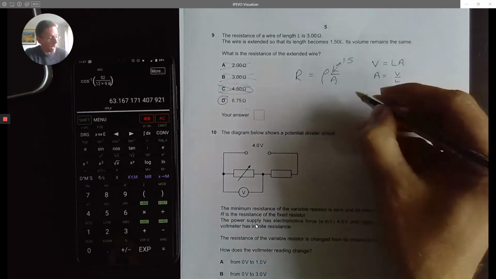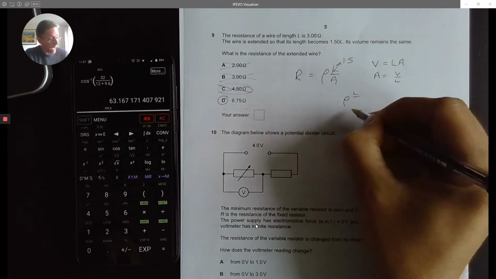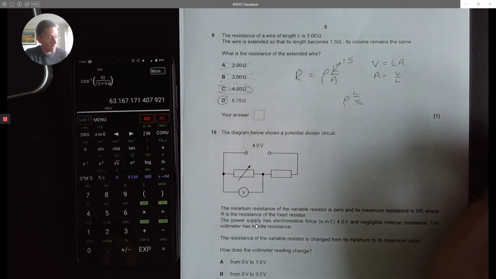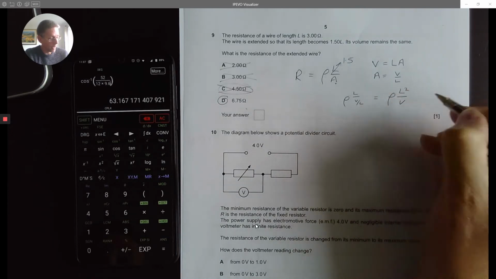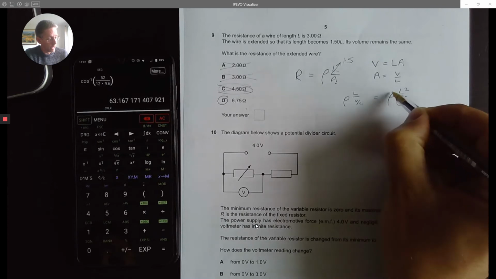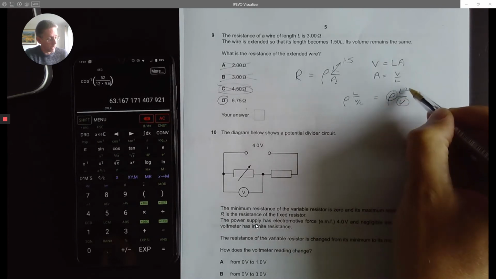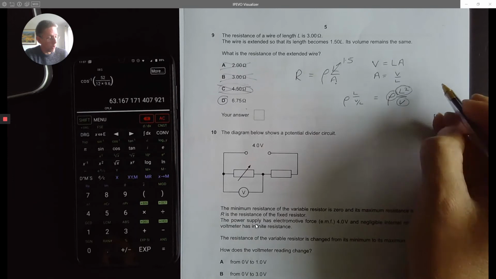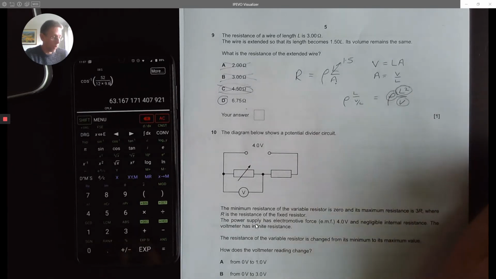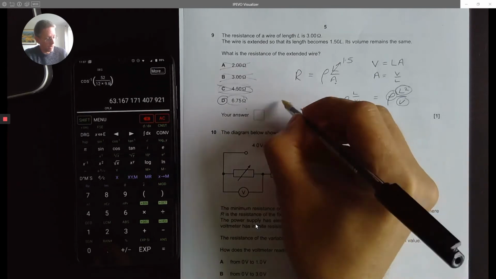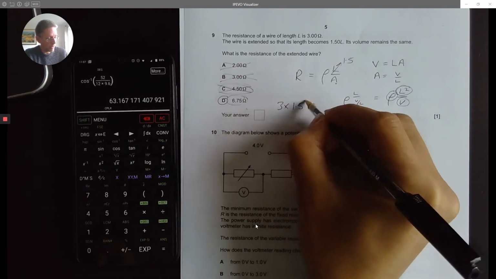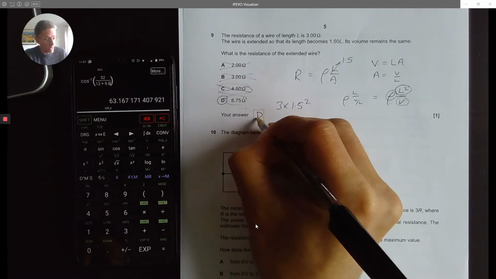And so this formula, rho L over A, is actually that, which gives us rho L squared over V. So the V stayed the same, rho stayed the same, but it's actually gone up by 1.5 squared, not 1.5. So 1.5 squared gives us this here when we do that. Okay, so the answer is actually D there. That's the trickiest one so far.